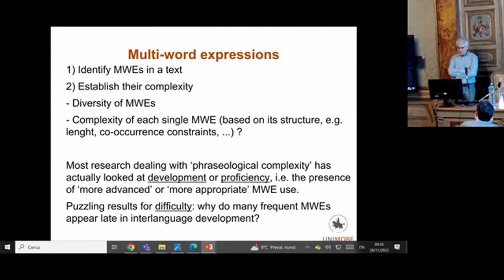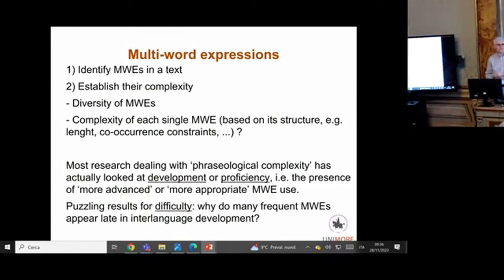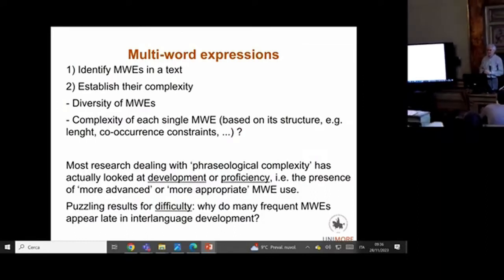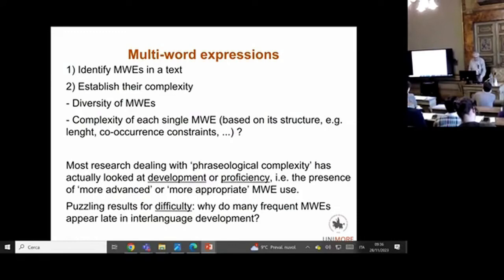One of the most systematic results of research in this area is that frequent multi-word expressions tend to be used by more advanced learners, which is a bit paradoxical given what we normally know about difficulty. Normally, frequency predicts lower difficulty. And in this case, it seems to predict the opposite. I would have my explanation for this phenomenon, but I don't have time to enter an area that is not my own. But this is certainly something open for discussion.